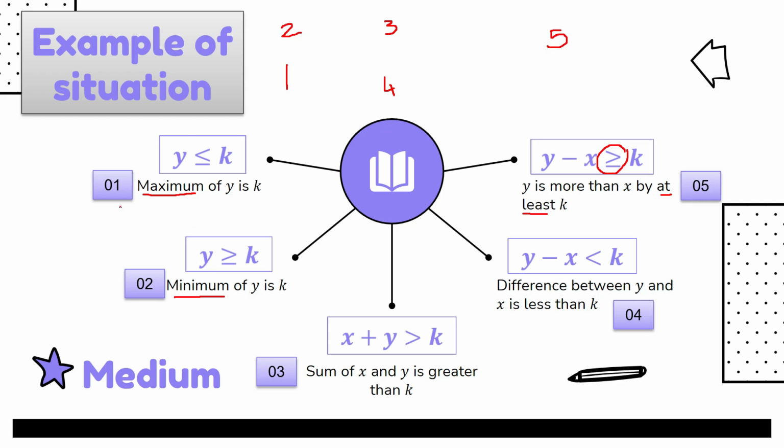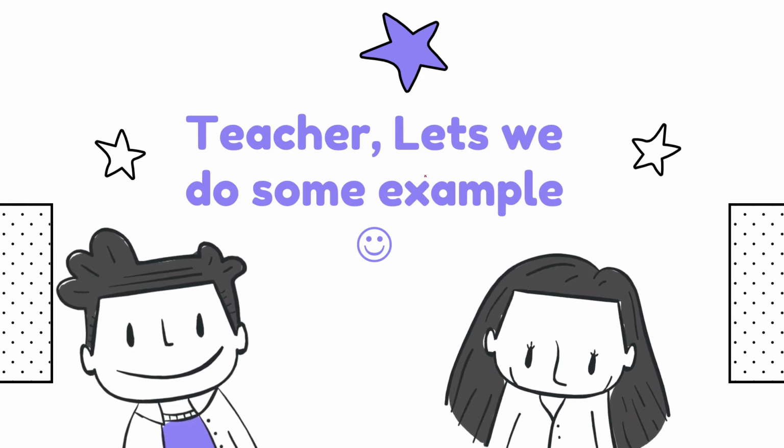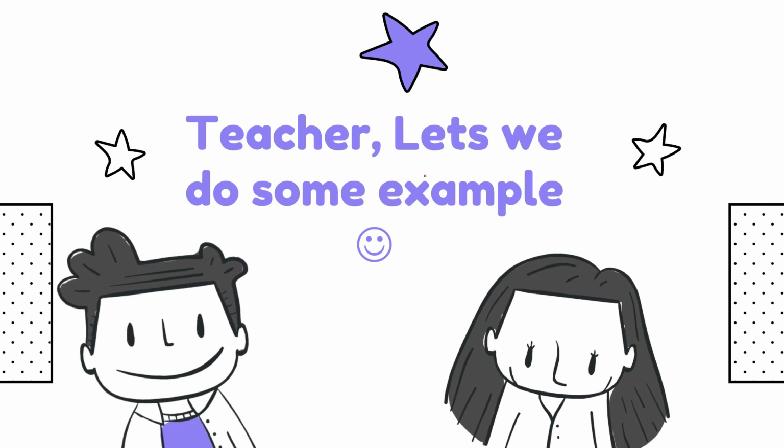The ones who got the wrong answer are Adler and Fiona. Please take note of this: maximum and minimum. Please understand the statement, and then you can represent the linear inequality. Okay, good. Next, teachers, let me do some examples. I will show you 2 examples, and then the 3rd example I will ask you to solve.